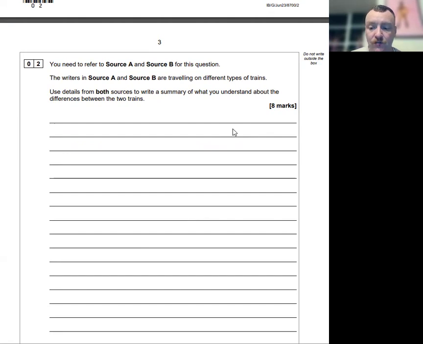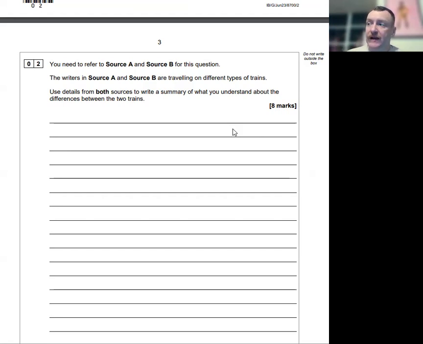So pay attention to the wording of the question. The writers in source A and source B are traveling on different types of trains. So that's something they have in common. But we know that source A was published in 1933. We know that source B was published in 1878.